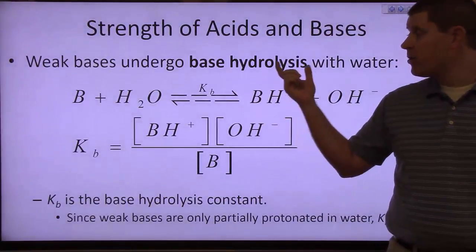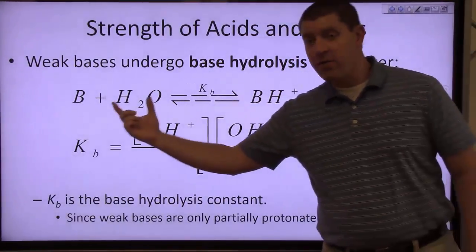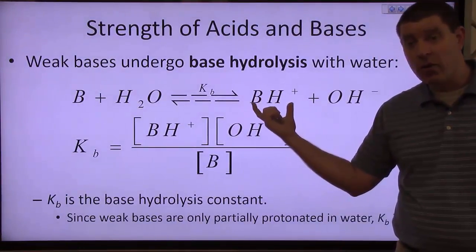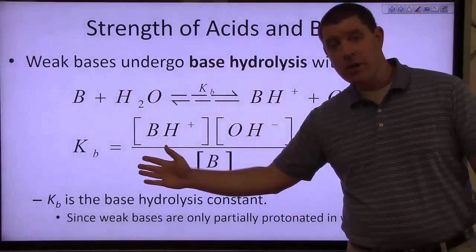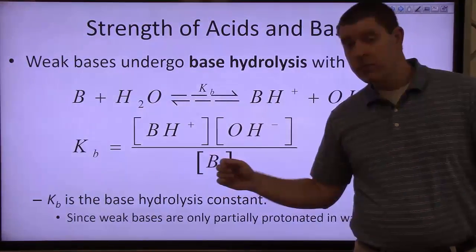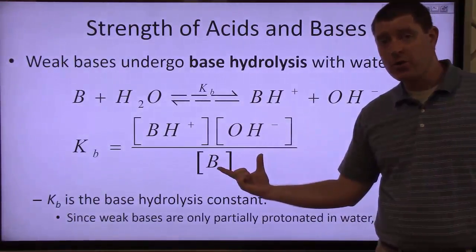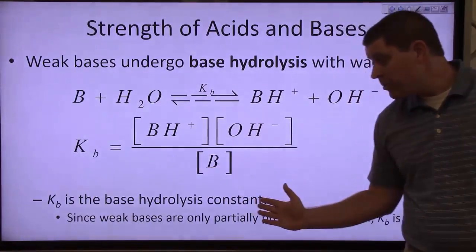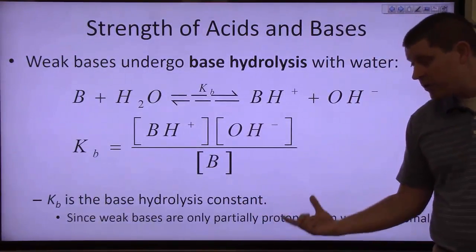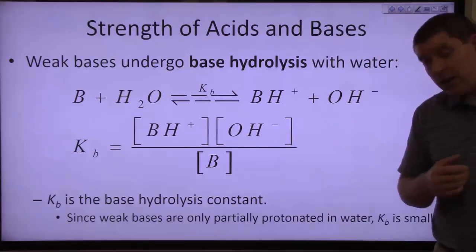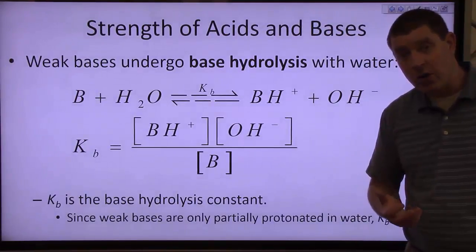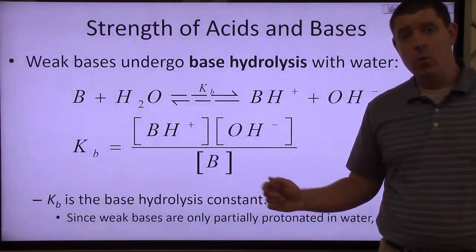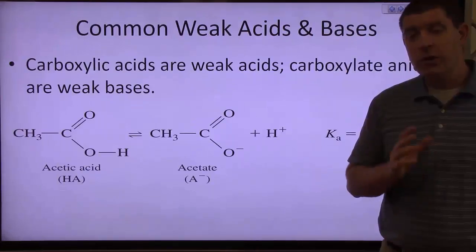Now, weak bases undergo base hydrolysis with water. So if we have our base and we add water to it, we get BH+, the protonated form of our base, the conjugate acid of our base, plus hydroxide. Now there we have Kb, our equilibrium constant for the base dissociation, is equal to the concentration of BH+ times the concentration of OH- divided by the concentration of our base B. Now again, Kb is our base hydrolysis constant, and again, since weak bases are only partially protonated in water, that means that Kb is by definition small for a weak base. For a strong base, Kb would be very large, would be greater than 1, but for a weak base, Kb is less than 1. So let's look at carboxylic acid.